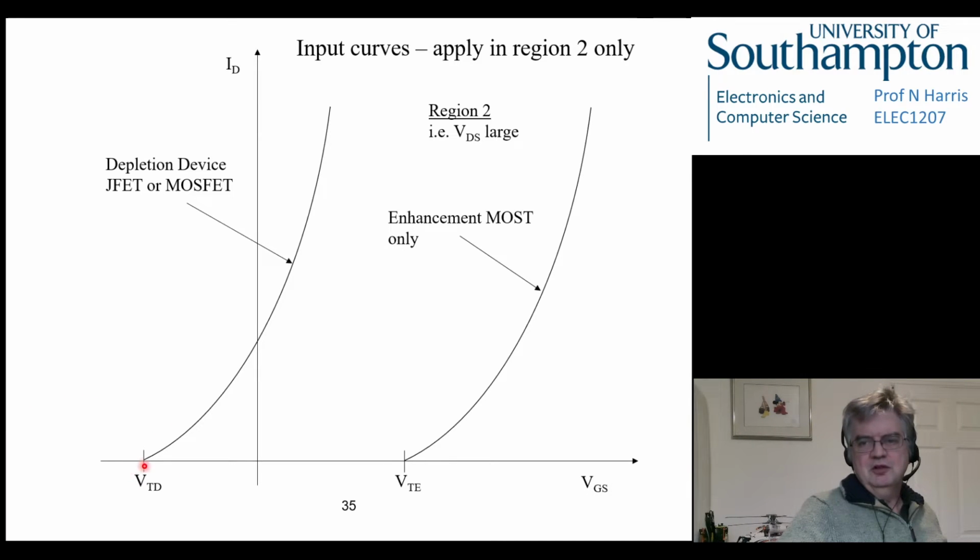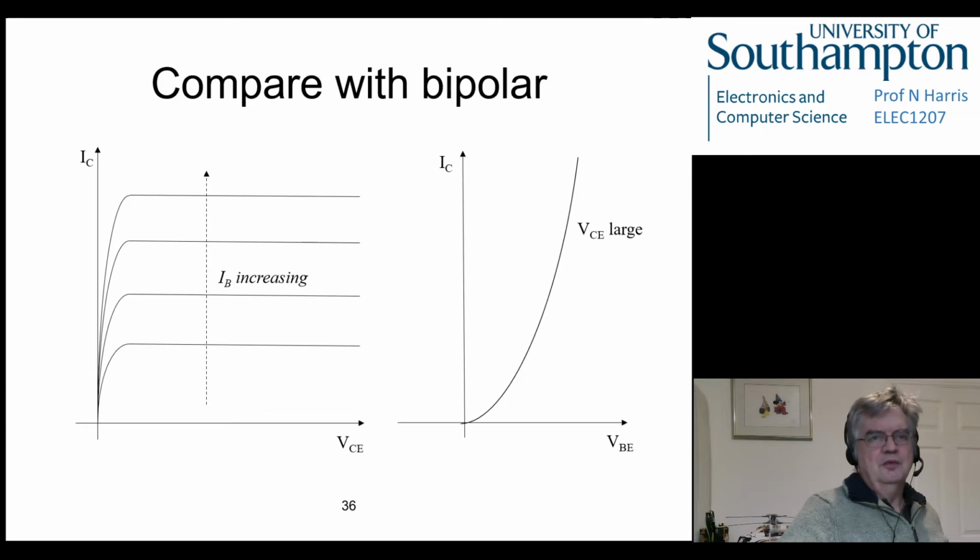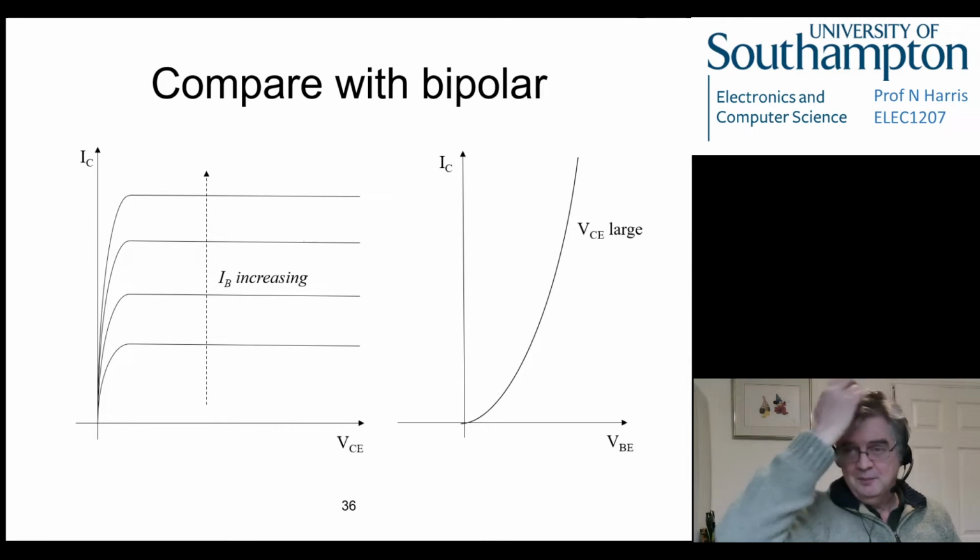So we've got these cut-off threshold voltages where if you go below that voltage, the device is off. So that's the important thing to worry about there. So we can compare this with our old bipolar devices that we looked at, our NPN and PNP transistors.